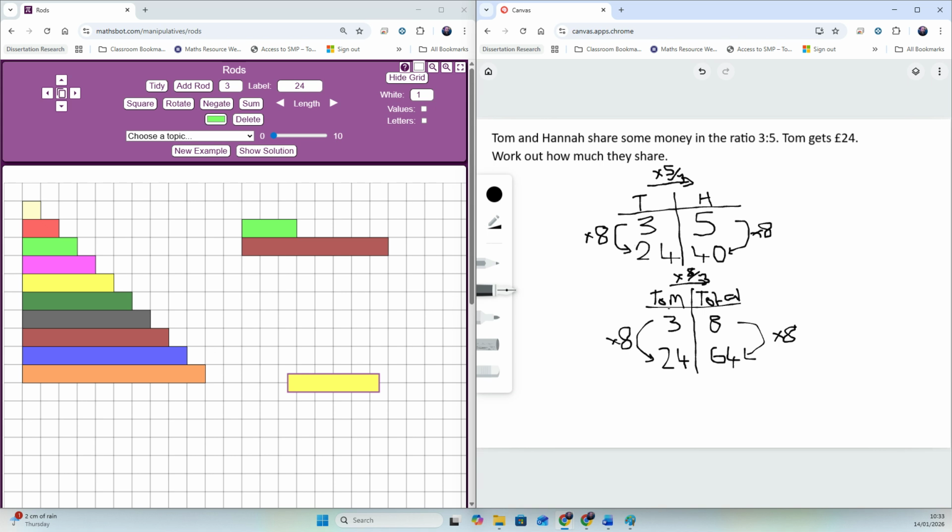Or we could form a relationship between Tom and the total. But it's this, I think, that is going to enable us to tie ratio to proportion and create that sense that these are two sides of the same coin here. Whereas if we go down that unitary method of talking about, okay, well, if this is worth 24, then 1 part is worth 8, and so 5 parts is worth 40, or 8 parts is worth 64.